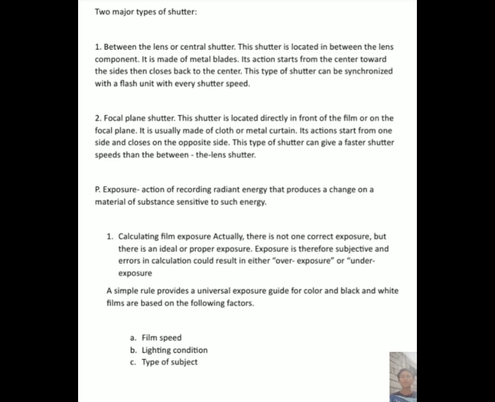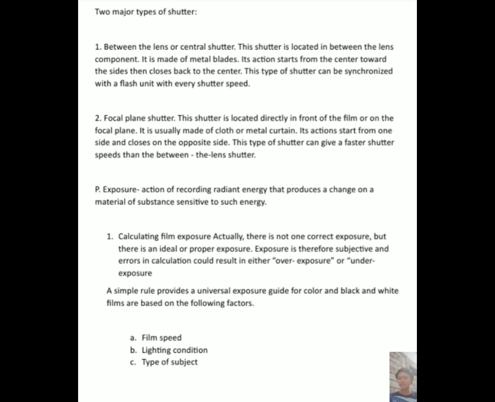So second, we have the focal plane shutter. This shutter is located directly in front of the film or on the focal plane. It is usually made of cloth or metal curtain. Its action starts from one side and closes on the opposite side. This type of shutter can give us faster shutter speeds than the between-the-lens shutter.